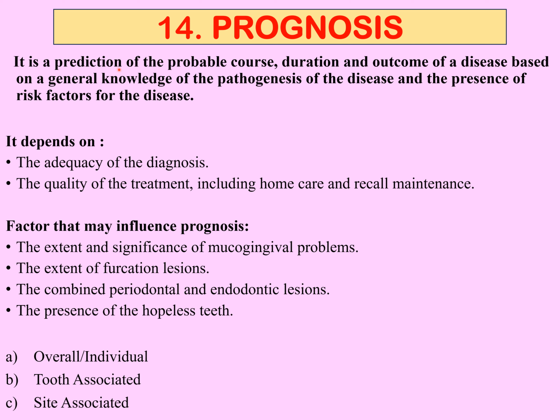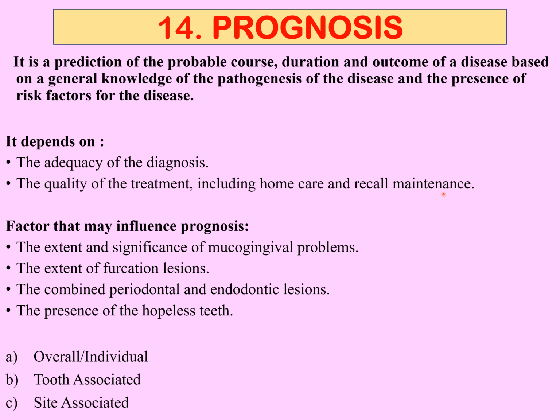It is the prediction of the probable course, duration, and outcome of a disease based on a general knowledge of the pathogenesis of the disease and the presence of risk factors for the disease. So prognosis is made after the involvement of the risk factors but before the treatment begins. It depends on the adequacy of the diagnosis and the quality of treatment, including the home care and the recall maintenance.